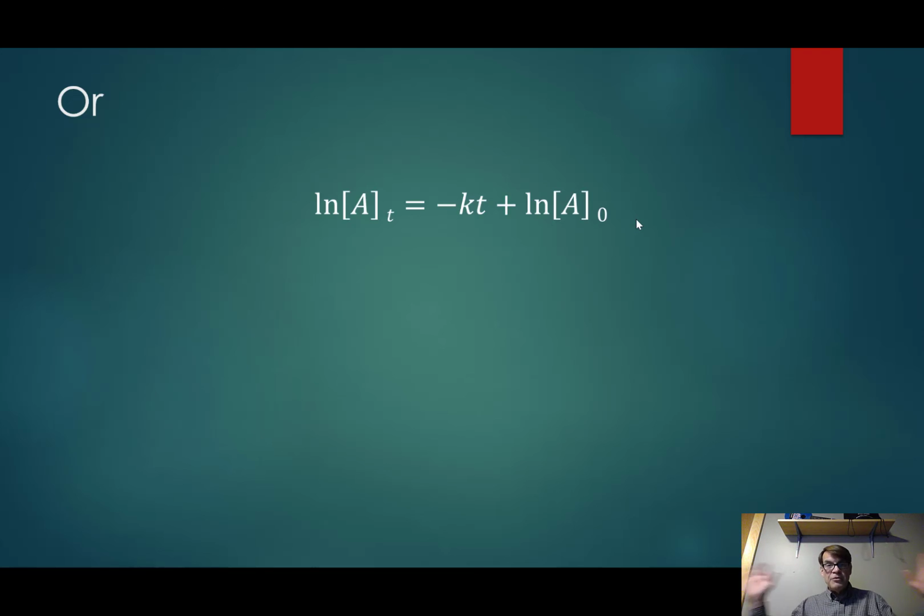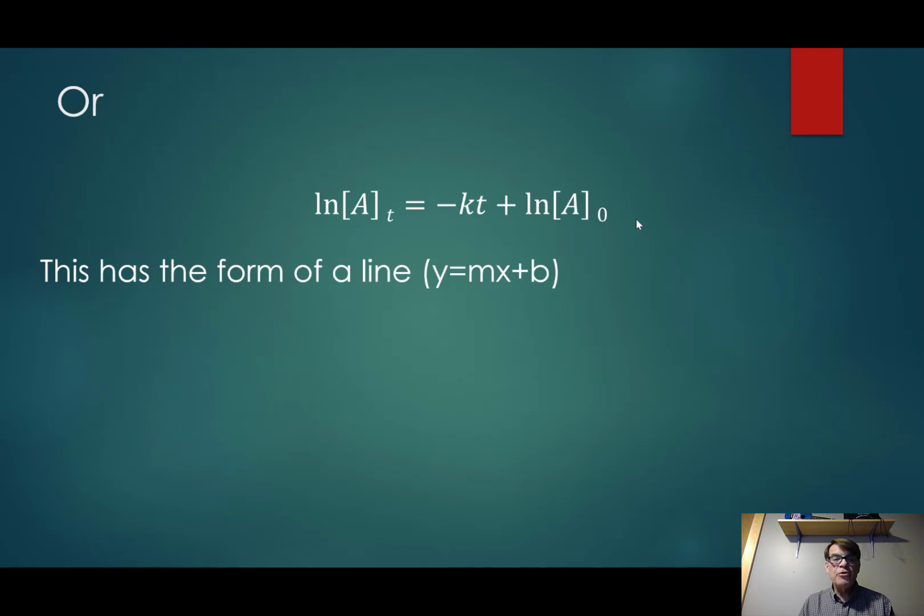Okay, now, if you're done, you can leave now. But I want to say a few more things, though, just for completion's sake. First of all, notice that this has the form of a line, y equals mx plus b, where k is the slope, because m is the slope, and b is called the y-intercept. That's where the line crosses the y-axis. So the natural logarithm of the initial concentration, that's where it crosses the y-axis.